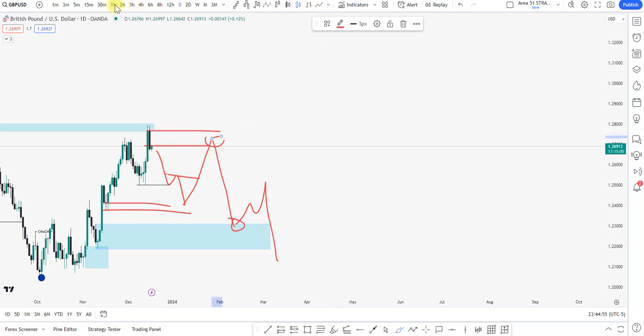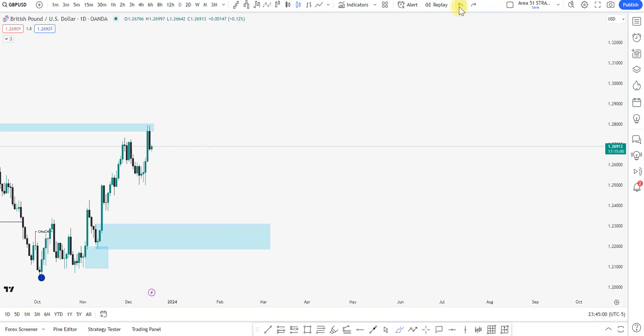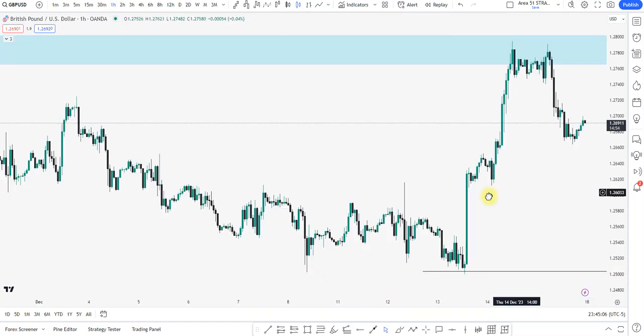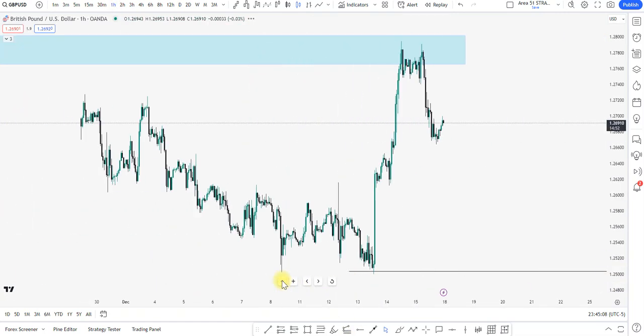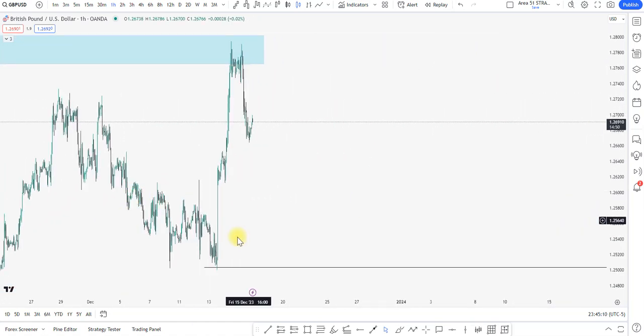But now we're going to go all the way down to the 1 hour time frame. Remember, we have this zone. Let's go all the way down to the 1 hour time frame.